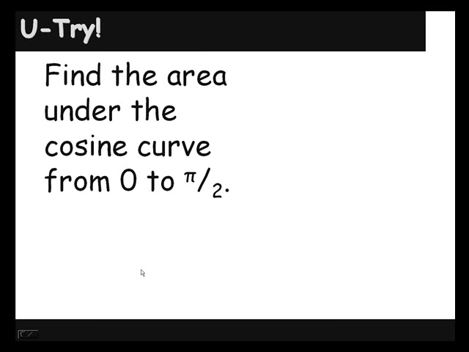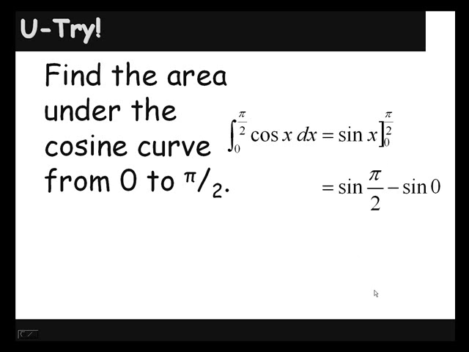Here's another one. You can try this. We're going to try to find the area under the cosine curve from 0 to pi over 2. See if you can at least set up the integral, and if you can, solve that thing. The integral would go from 0 to pi over 2 of cosine x dx. The antiderivative of cosine is sine x, and we're evaluating from 0 to pi over 2. So we're going to take sine of pi over 2 minus sine of 0. That's 1 minus 0, or 1. So the area under that curve from 0 to pi over 2 is 1.